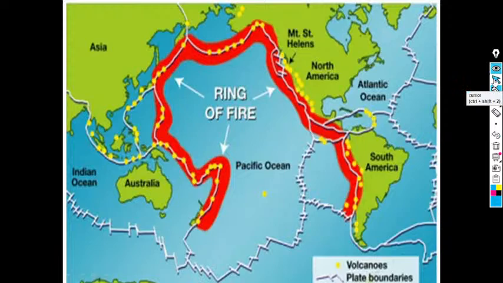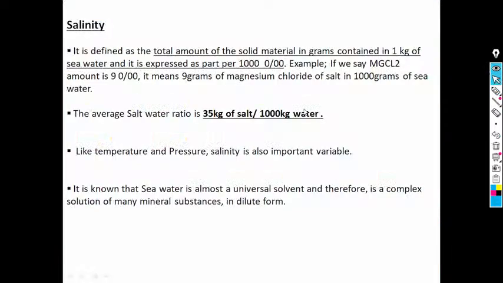Okay, then we'll proceed. Salinity, how do you define? Salinity is defined as the total amount of solid material in grams contained in 1 kg of seawater, and it is expressed as parts per 1000.